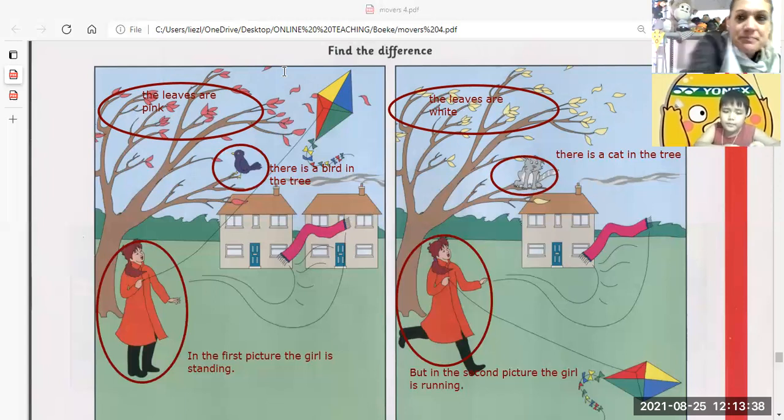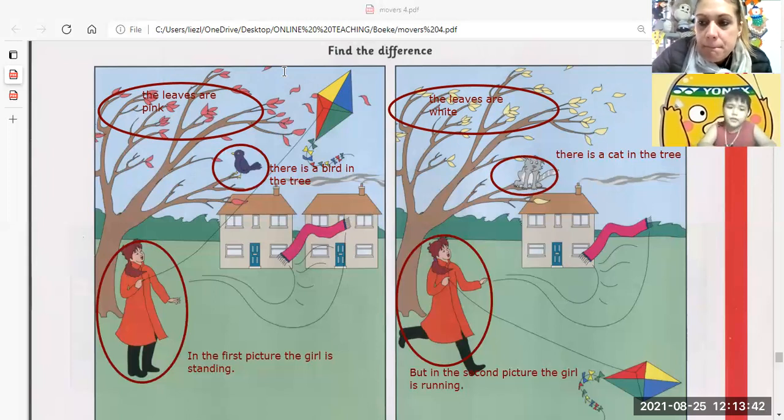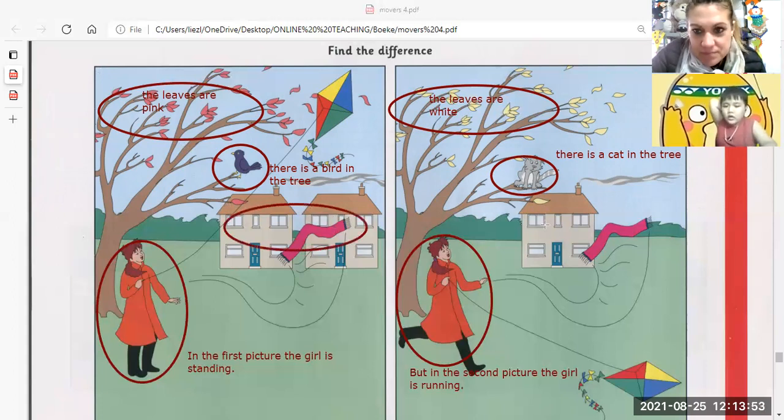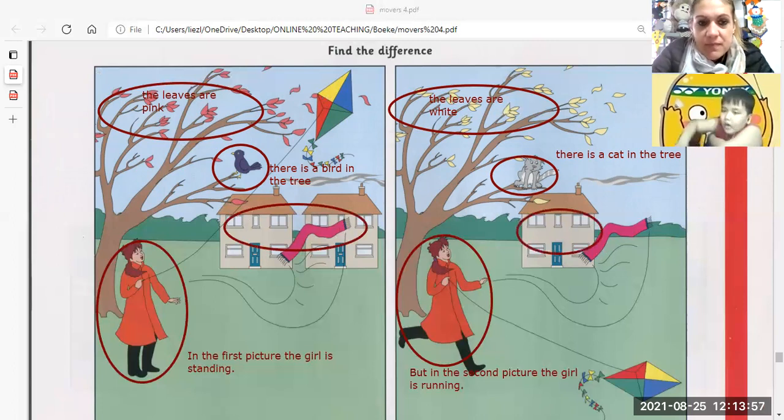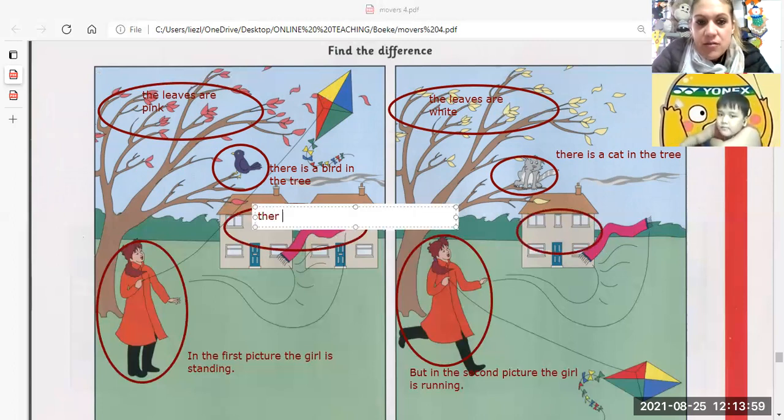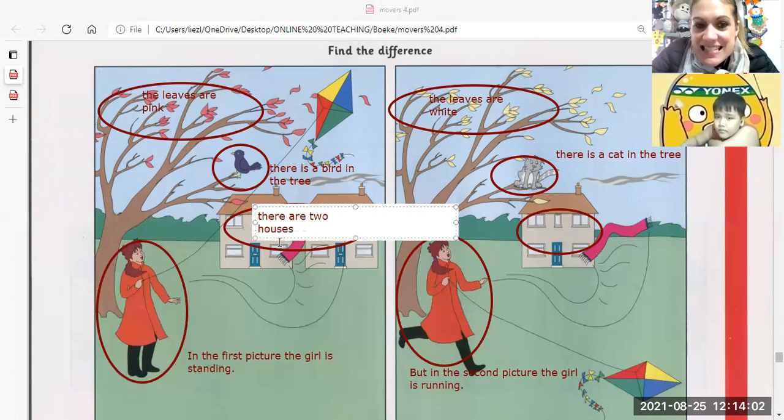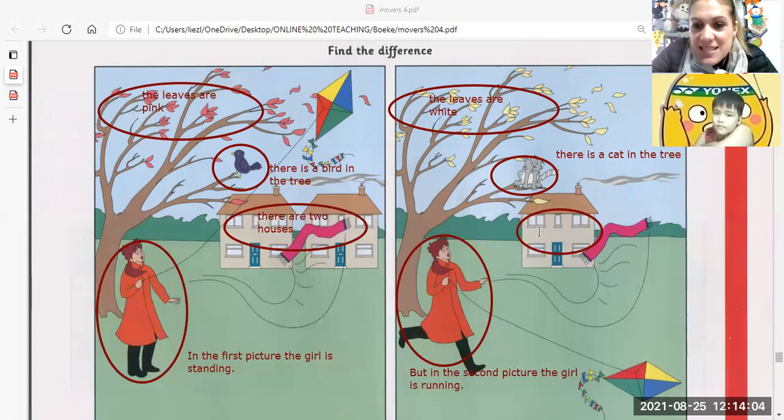Anything else? In the first picture, there are two houses. But in the second picture, there is one house. There are two houses. There is one house.